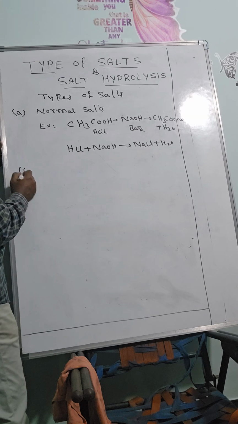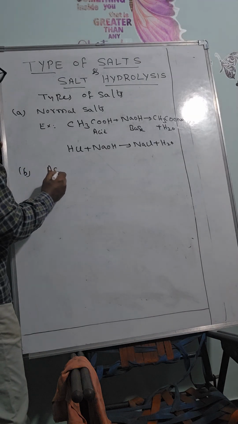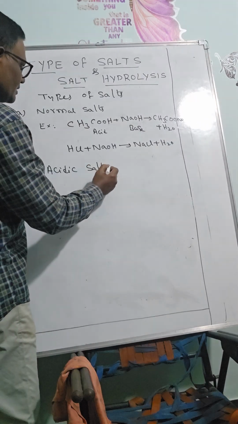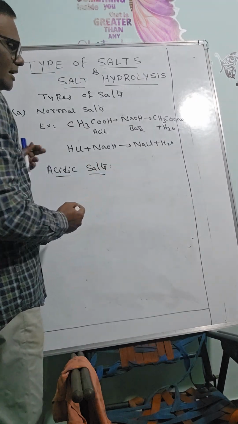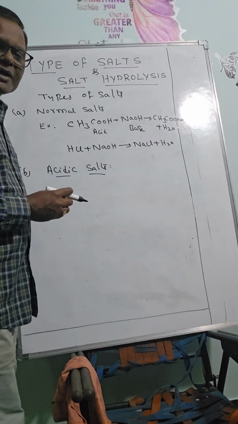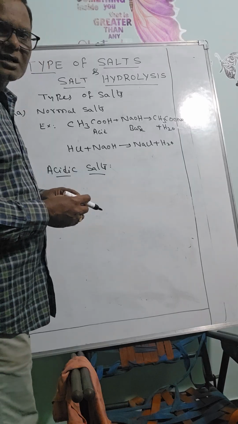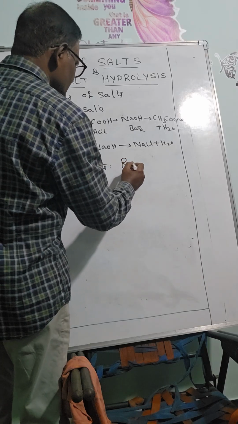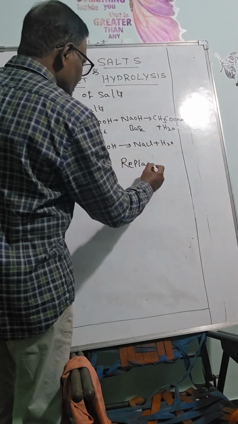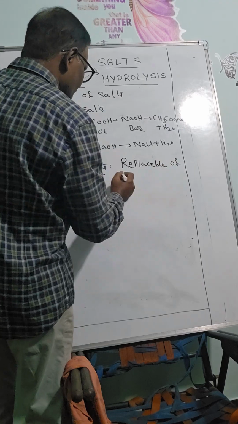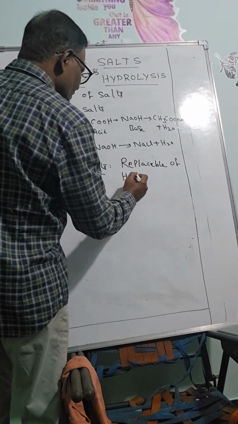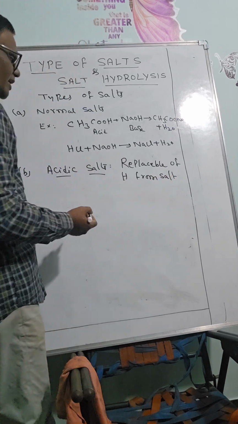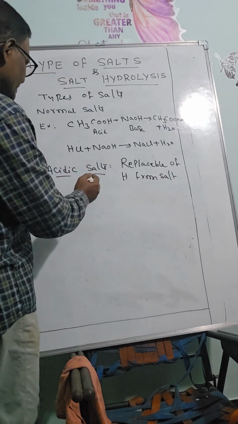The second type of salts are acidic salts. Acidic salts means salts with a replaceable hydrogen atom. What are acidic salts? Salts with replaceable hydrogen are acidic salts.